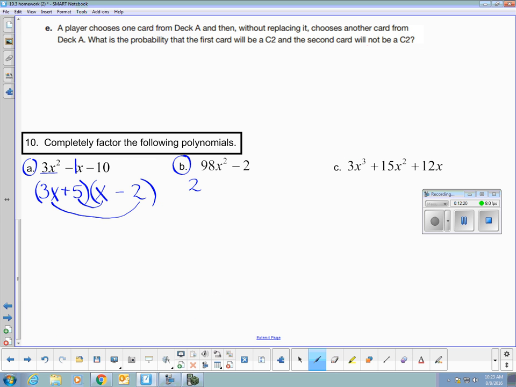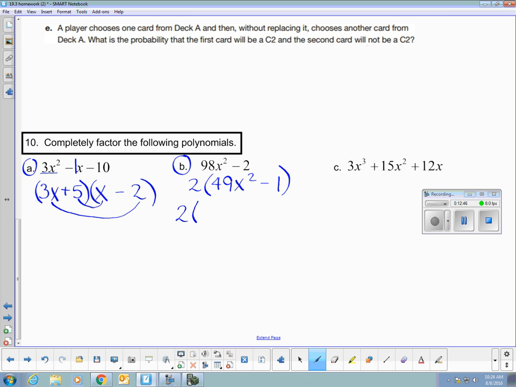A little more room here. And 2 goes into 98 49 times. So we have 49x squared minus 1. So I factored out a 2 from each of those terms. I divided each term by 2. And so I'm looking at what's inside the parentheses now. And what's inside the parentheses is what we call the difference of 2 squares.